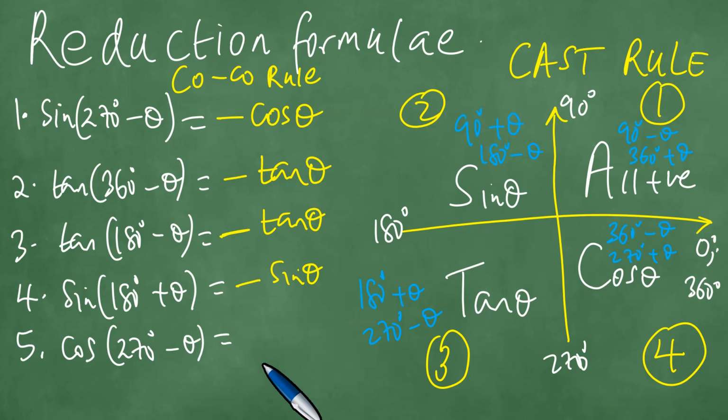So the Coco rule only applies when you're in the third quadrant? No, the Coco rule applies at 90 and 270. It applies only when you have 90 minus, 90 plus, or 270 minus, 270 plus. That is when the Coco rule applies. Yes, the Coco rule is the same as 90 or 270. There are more angles that are like 90 or 270, but 90 or 270 are the most basic.